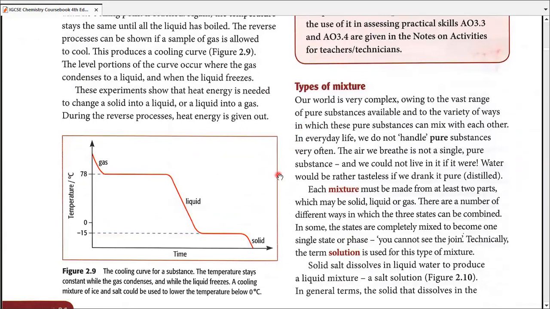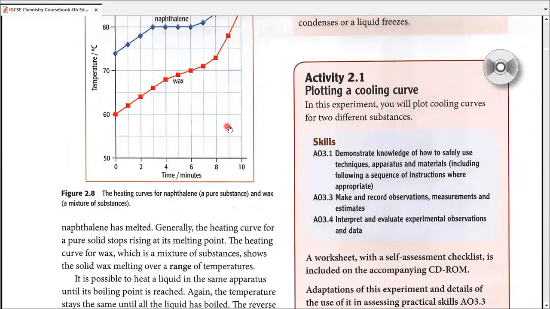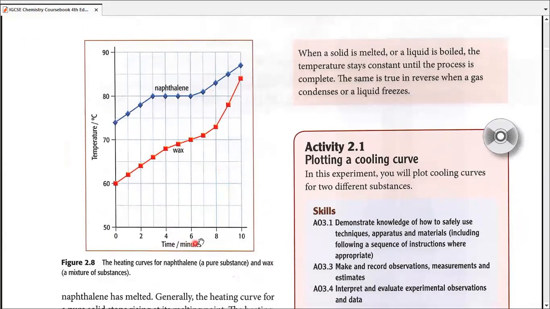Now, continuing, let's talk about the actual heating or cooling curve. Your book actually jumps to a cooling curve. But before we can jump to a cooling curve, I'd really like to explain a heating curve more with a few questions. So I'm going to close this book, open up a whiteboard, and we're going to draw one and discuss some questions out of it. All right? So let's share a whiteboard.